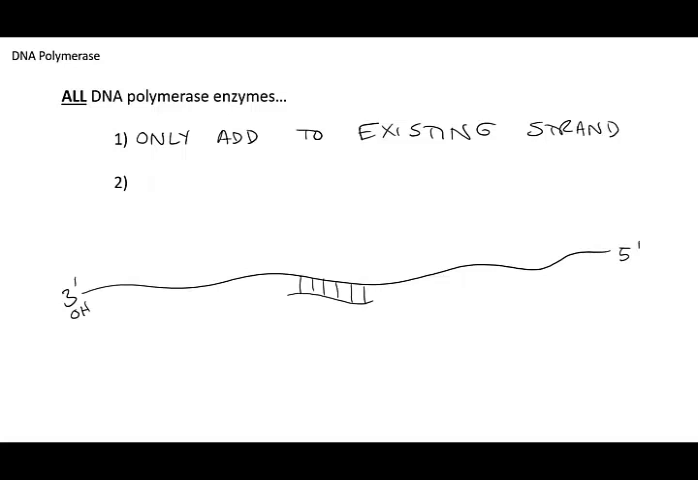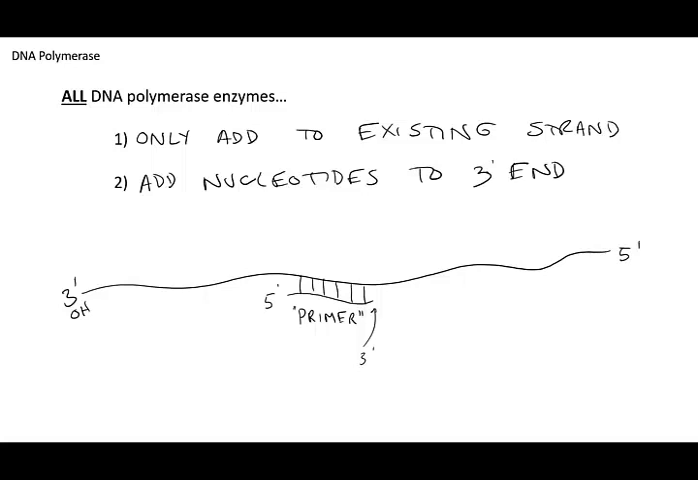So let's draw in a little double-stranded part here and make this anti-parallel to the main strand. This will be the 3' end down here. But now we're all ready to go. This little piece here is called a primer, and what it does is it provides that existing strand for DNA polymerase to work off of. All right, the other important property that all DNA polymerases have is that they add nucleotides to the 3' end of that existing strand. So they can only add nucleotides to the 3' end.